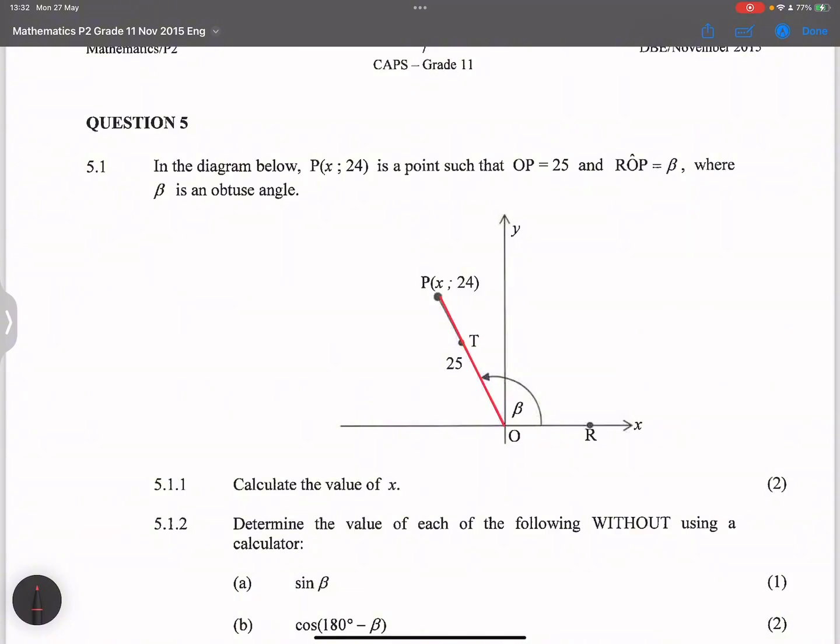Now notice, ladies and gents, that we can actually make this into a triangle, if you look at it. So we know that the y value is 24.